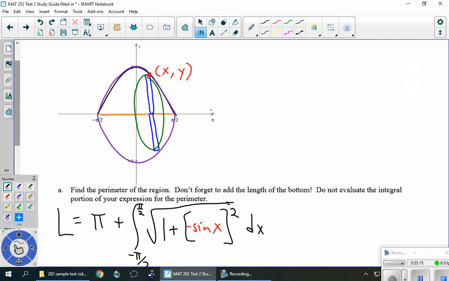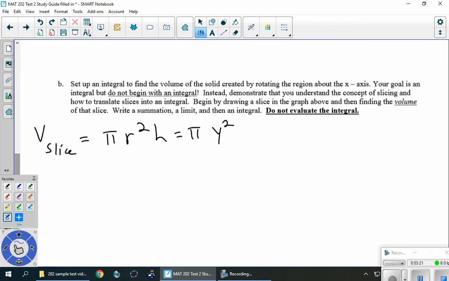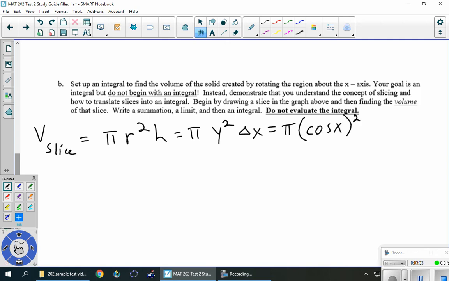And then the height is really the thickness of the disc. What's a good name for the thickness of the disc? This distance here to here is delta x. So pi y squared delta x, which tells me that y is no good. I can only have x's because of that delta x. So this is the moment where we change the y to be the function, which was just cosine of x, still squared, still delta x. So that's the volume of one slice.